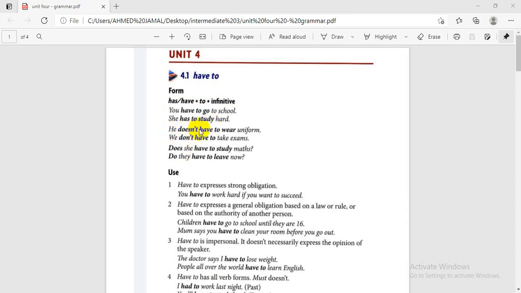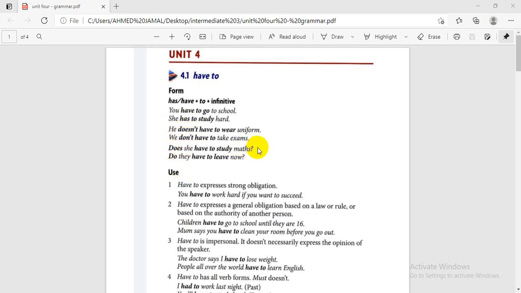He doesn't، نلاحظ هنا النوت. He doesn't have to wear uniform أو we don't have to take exams. في جملة النفي نضيف الـ does والـ did. الـ does تأتي مع الـ he والـ she وكذلك الـ do تأتي مع الـ we والـ they والـ I. فنلاحظ هنا دخول الأفعال المساعدة الـ does والـ do.